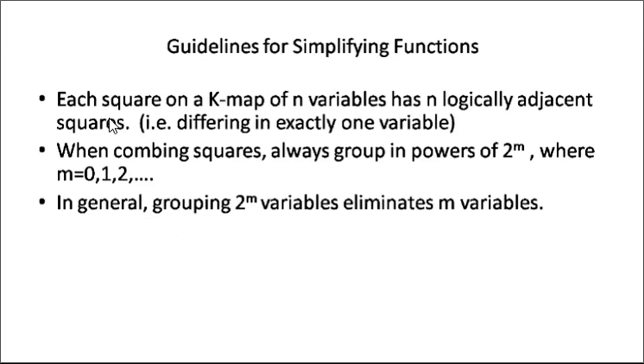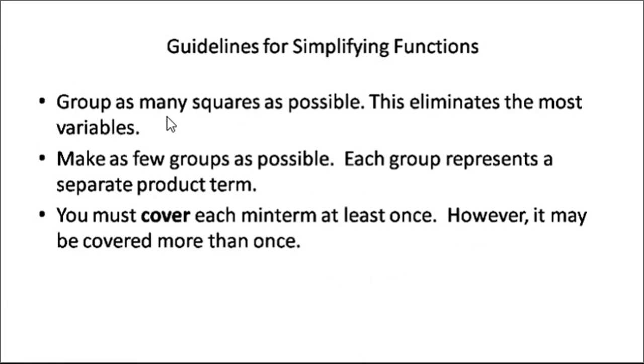Then see, each square of a K-map of n variables has n logically adjacent squares. When combining squares, always group in powers of 2, that is 2 raised to m. In general, grouping 2 raised to m squares eliminates m variables. Group as many squares as possible, as this eliminates the most variables. Make as few groups as possible. Each group represents a separate product term. You must cover each min term at least once. However, it can be covered more than once.